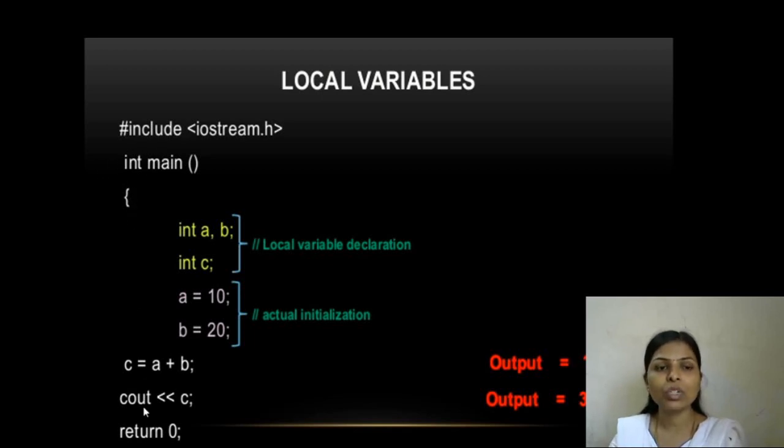Here the curly bracket opens and closes. In this program I have declared three variables A, B, C, and the data type of these three variables is integer. It means all these three variables are of integer type. It means here we can insert values of integer type.